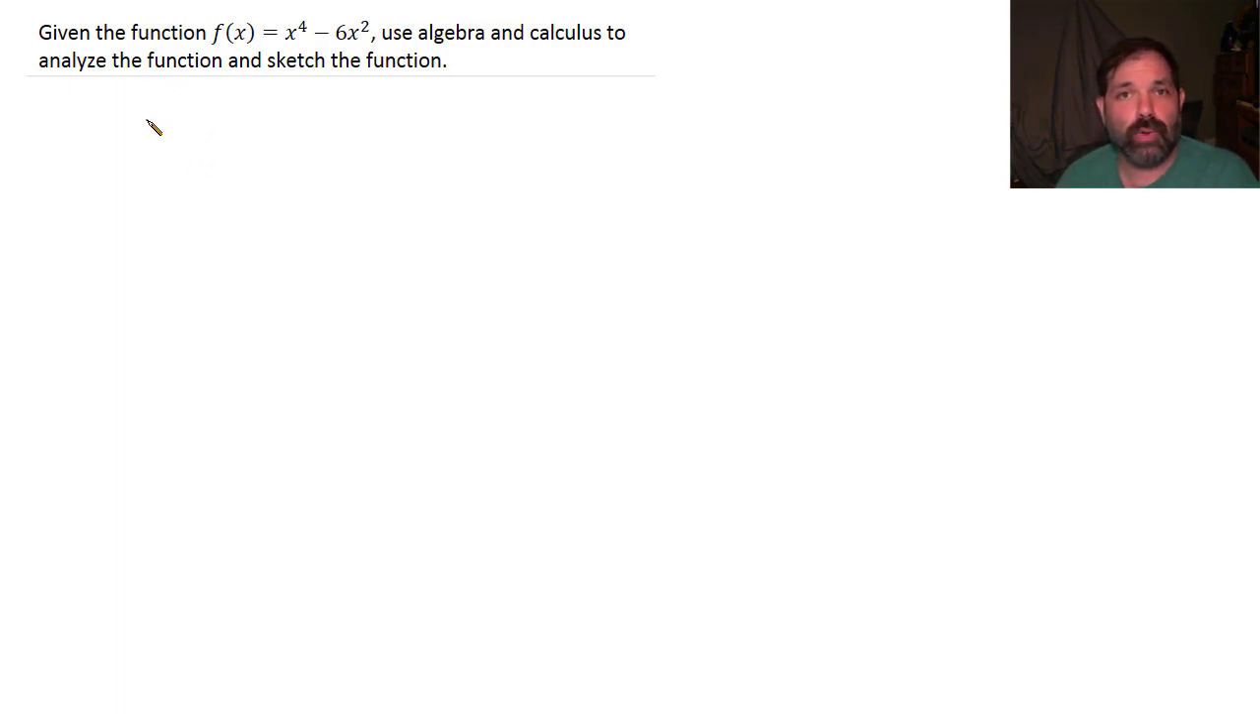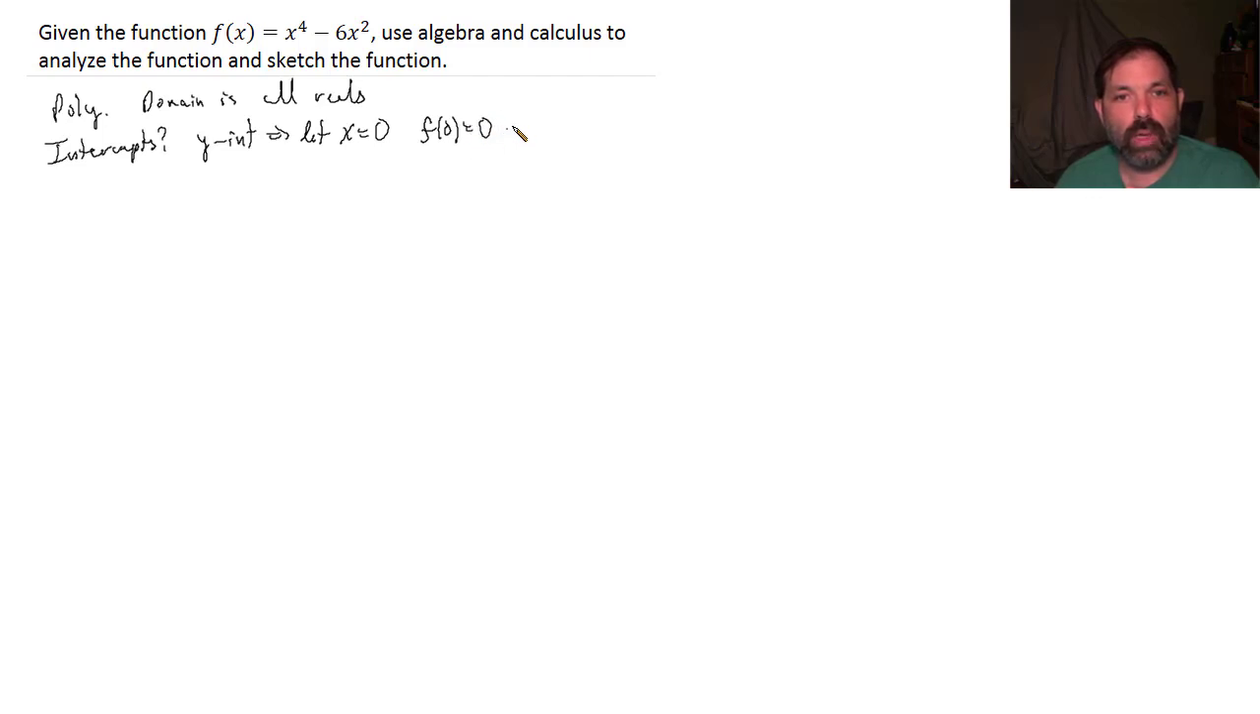Well, it's a polynomial function, and so it's defined everywhere, right? The domain is all reals. Can we find any intercepts? A y-intercept, that's easy. For the y-intercept, we let x equal 0. If we let x equal 0, f of 0 is 0, so we have a y-intercept at (0, 0).